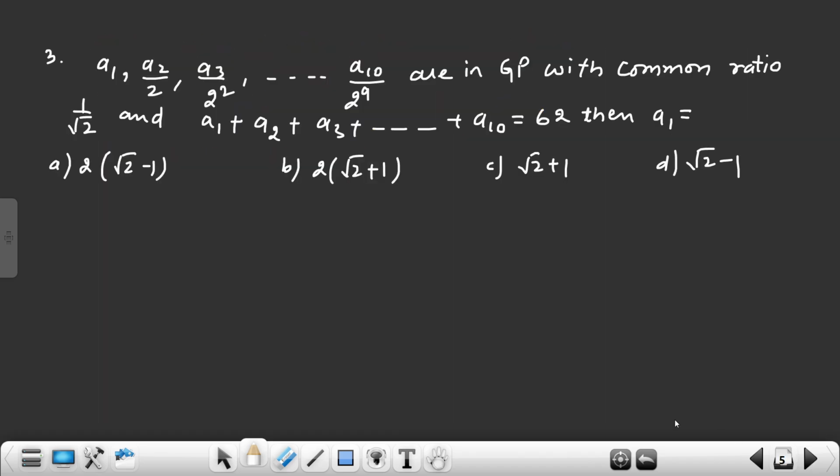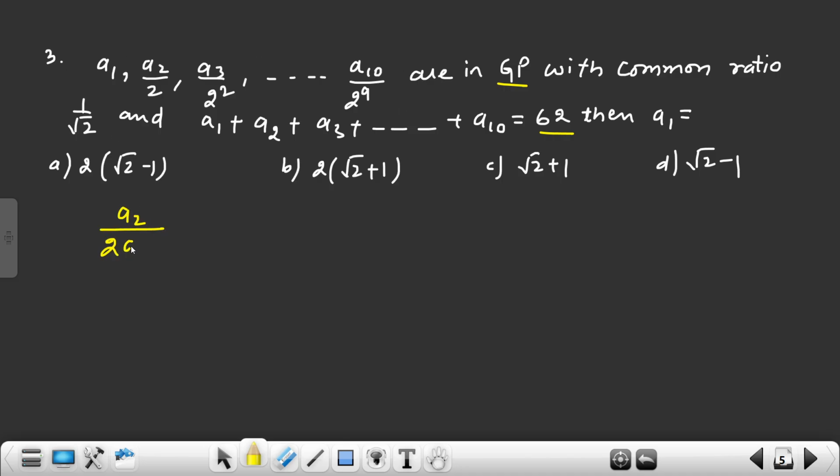Now let's move to the next one. Third problem. A1, A2 by 2, A3 by 2 square, A10 by 2 power 9 are in GP. The common ratio they have given is 1 by root 2, and the sum of first 10 terms of the GP is 62. What is the A1 value?